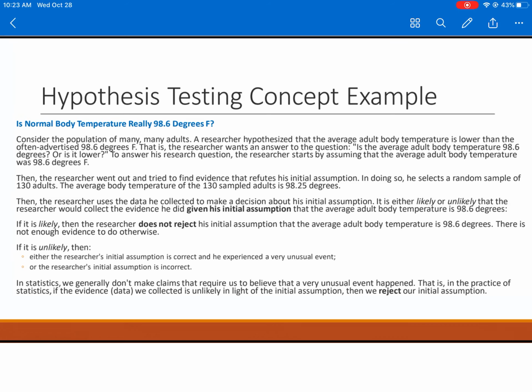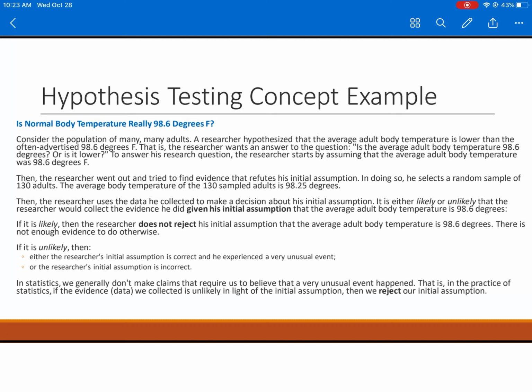So a good example here, I'll make this a little bit bigger for you because there's a lot of words on this. Is normal body temperature really 98.6 degrees Fahrenheit? So we always see all those commercials. I think there was a gum commercial actually with that. So is that true? So consider the population of many adults.